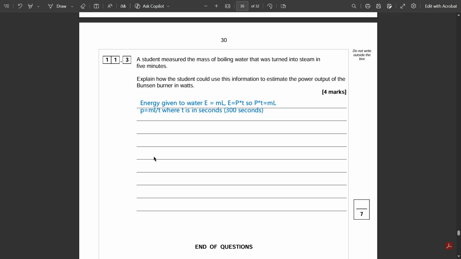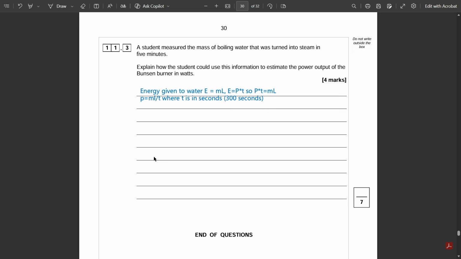And then you get power equals mass times latent heat of fusion over time, where t is in seconds, or like 300 seconds. So if you have the mass, the latent heat of fusion, and the time it takes to boil, you can work out an estimate for the power output.